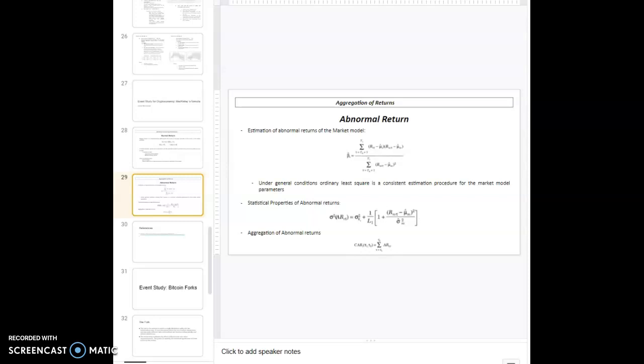The paper also talks about the statistical properties of the abnormal returns, which means that the abnormal returns are the disturbance term of the market model, calculated on a sample basis. And lastly, there needs to be an aggregation of the abnormal returns, which can be seen as CAR from T1 to T2. Thank you very much.